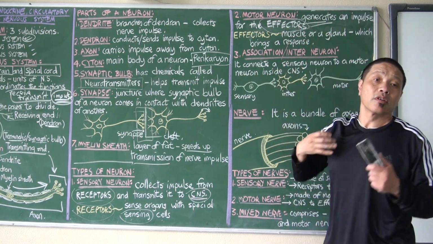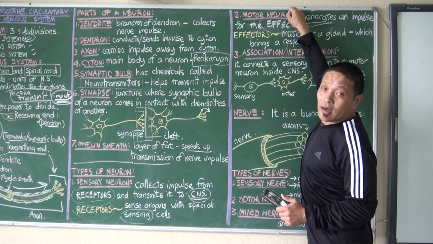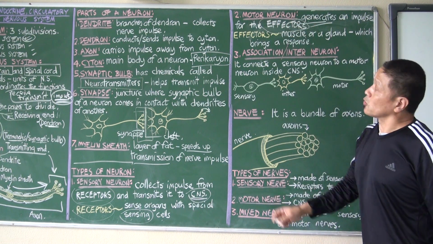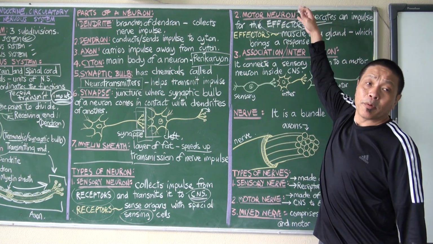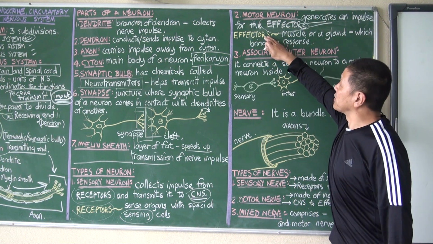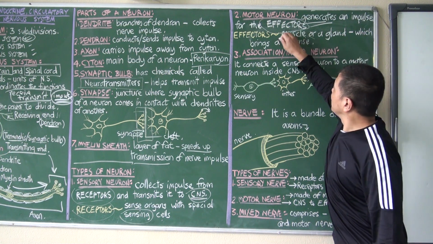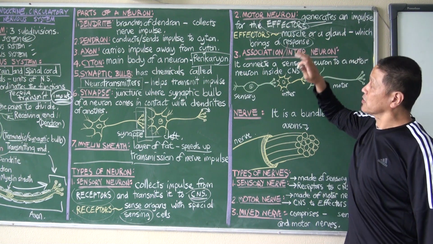So in order to conduct it, there are a set of neurons which are known as motor neurons. Okay, so motor neurons carry impulse from the brain to the effectors. Effectors are muscle or a gland, which brings the intended response.